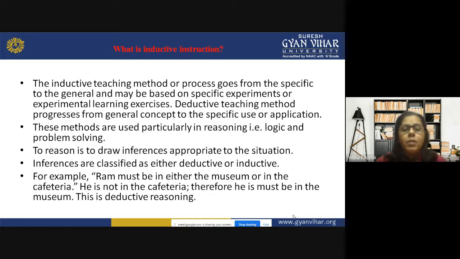For example, Ram must be either in the museum or in the cafeteria. He is not in the cafeteria, therefore he must be in the museum. This is deductive reasoning. So we are given an example related to the use of deductive reasoning. Here, a situation is there that Ram can either be in the museum or in the cafeteria. He is not in the cafeteria. If Ram is not in the cafeteria, we must come to the conclusion that he must be in the museum, and this is deductive reasoning.